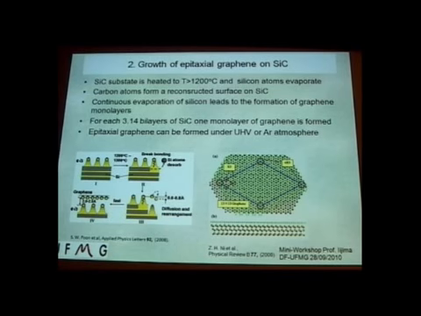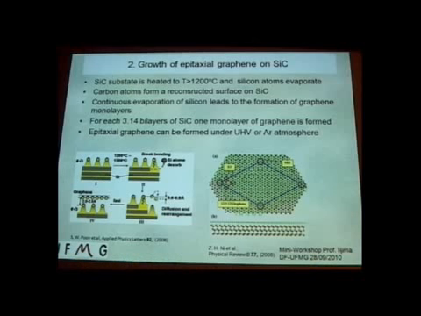The growth of this epitaxial graphene on silicon carbide, as I said, is done using silicon carbide substrates heated to a temperature above 1200 centigrade. And as this treatment is done, the silicon atoms evaporate and the carbon atoms form a reconstructed surface on top of silicon carbide. And the continuous evaporation of the silicon leads to the formation of graphene monolayers. For each more or less 3 bilayers of silicon carbide, 1 monolayer of graphene is formed. So we are able to control the formation of 1 to a few monolayers of graphene.